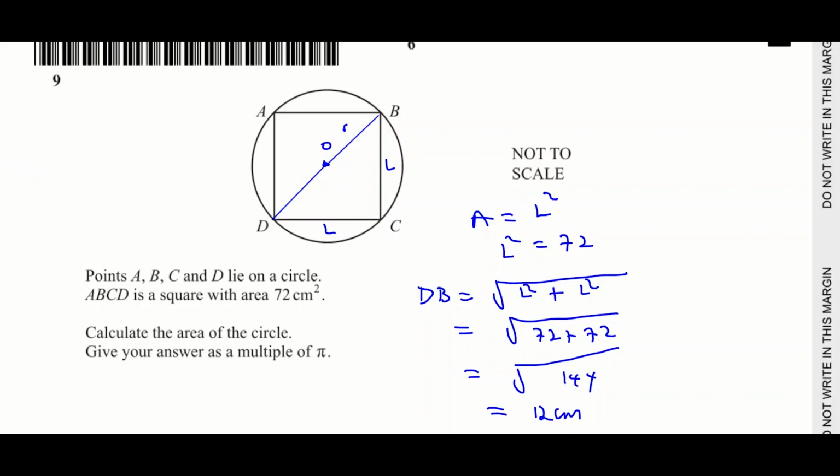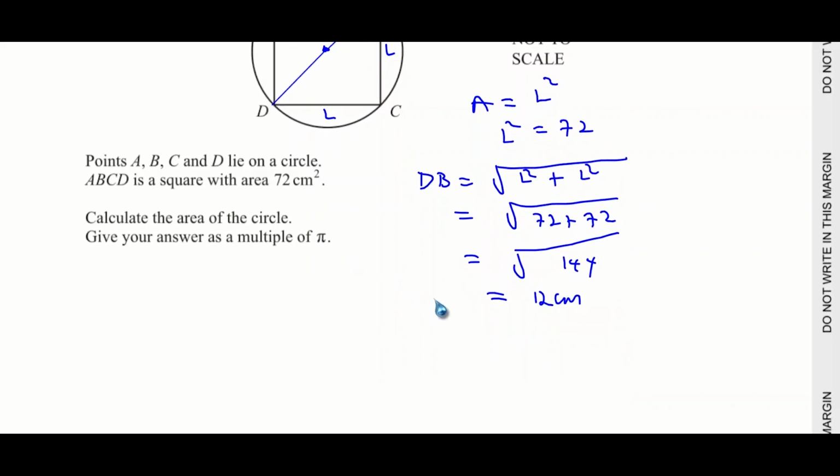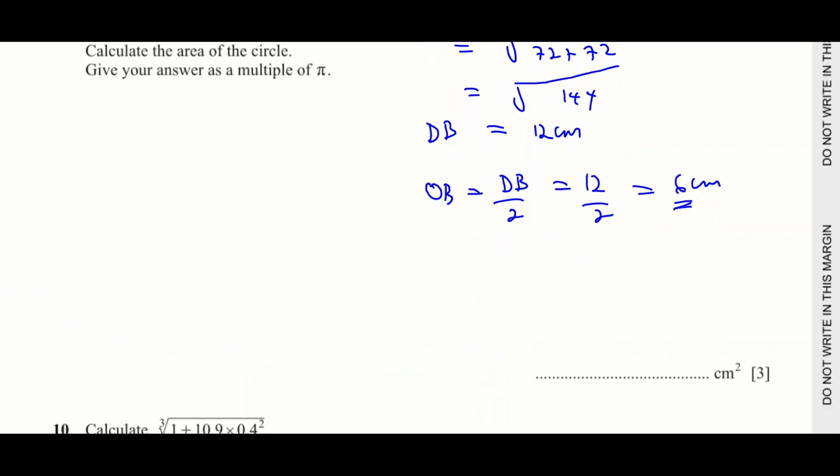Now that we know dB, we can get OB. OB equals dB over 2, which is equal to 12 over 2, which is equal to 6 centimeters. So now we can calculate the area of the circle.